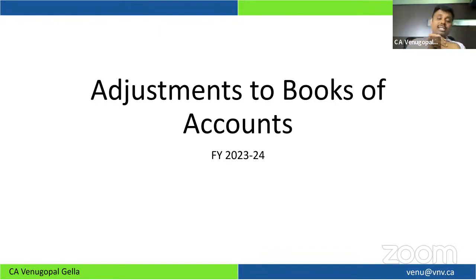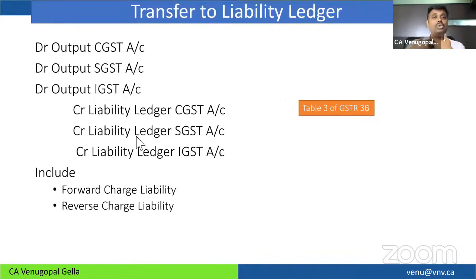But the value that is there in my output liability ledger has to be transferred to your electronic liability ledger, because after you file your GST 3B, you are now ascertaining your liability. So you are debiting your output CGST, SGST, IGST ledgers and crediting your electronic liability ledger. When you do so, there are two purposes that get served. One, you will have an external confirmation that so much of the balance is matching with the external books of accounts, which is the liability ledger.